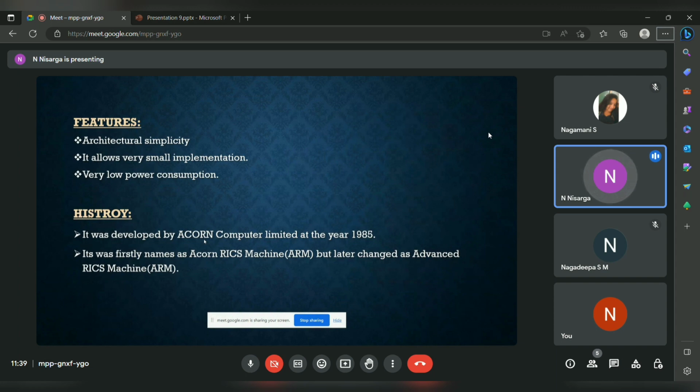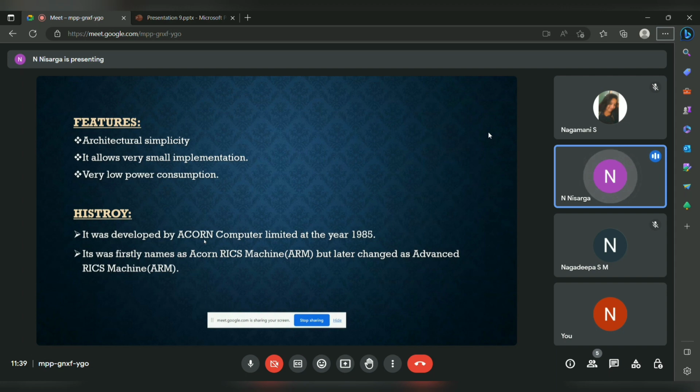And when we come to the history, it was developed by Acorn Computers Limited in the year 1985. It was first named Acorn RISC Machine because Acorn was the company which developed the processor, but later it was changed to Advanced RISC Machine.